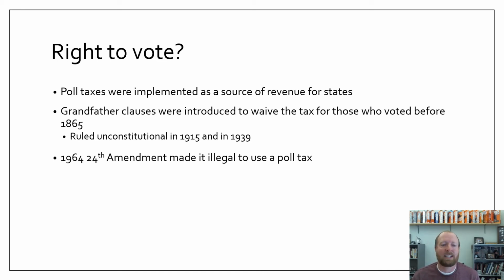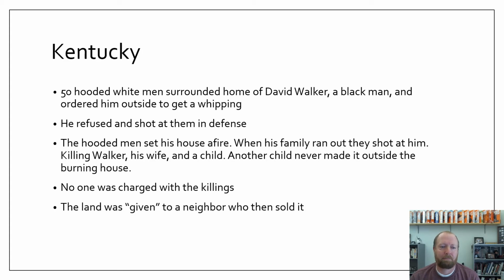And then finally, it was in 1964 that the 24th Amendment passed that made it illegal to use a poll tax. So we see this going on for almost 100 years, that for blacks to vote, they had to pay money. For whites, they did not have to. And that was a major challenge, that even though the blacks had the rights to vote, they weren't able to actually vote. Voter suppression was very much in force in the Reconstruction era.